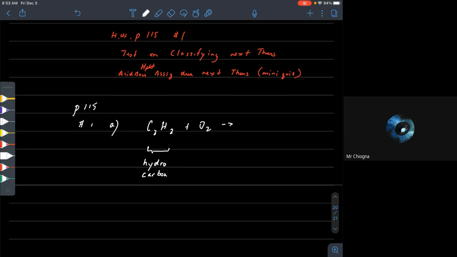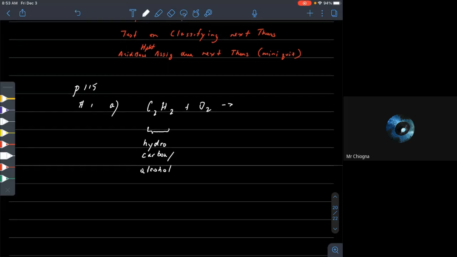Okay, it could also be an alcohol. And what's an alcohol? It's basically a hydrocarbon with one oxygen tacked onto it. The products will always be, this is how you can predict it very easily for combustion, the same: carbon dioxide plus water.